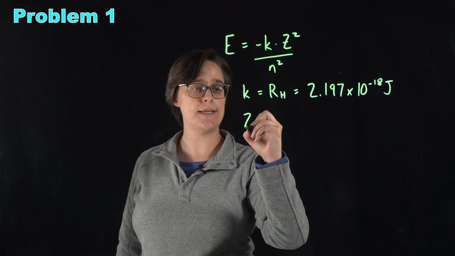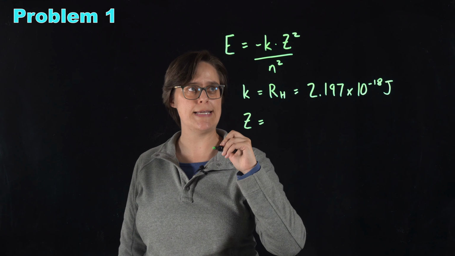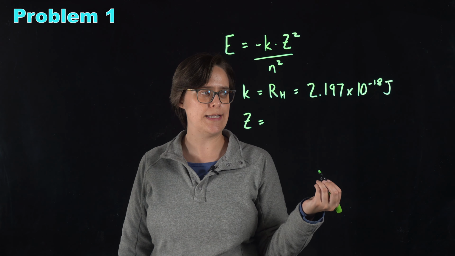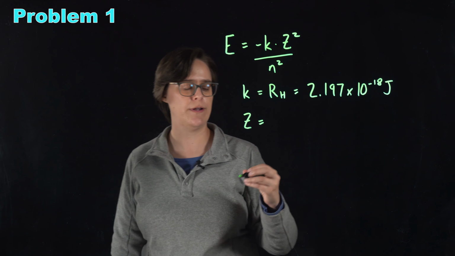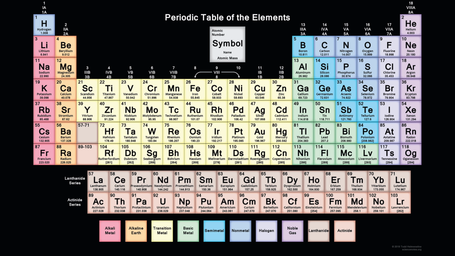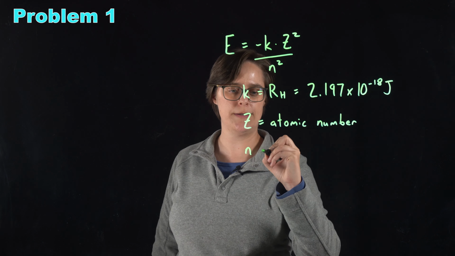Z is the atomic number, and it's equal to the number of protons in the nucleus, which is also going to be equal to the number on the periodic table of whatever element you're talking about. So, for example, hydrogen has an atomic number of 1, with 1 proton in the nucleus. Helium has an atomic number of 2 with 2 protons in the nucleus. Lithium is 3, and so on. And n is our orbit.